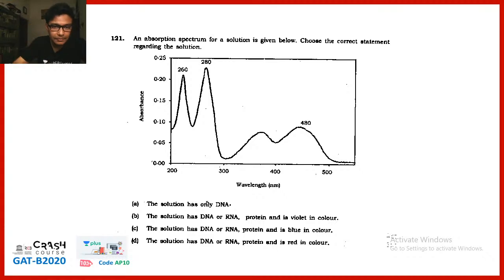So let's try to answer this. An absorption spectrum of a solution is given below. Choose the correct statement regarding the solution. Option: the solution contains only DNA. So this is the UV-vis spectroscopy reading, the UV-vis spectrum. You get some peaks, and you have to understand what these peaks correspond to.